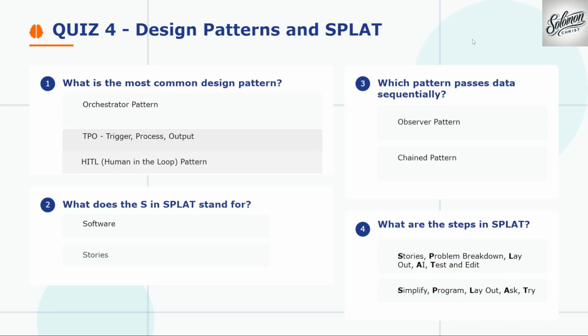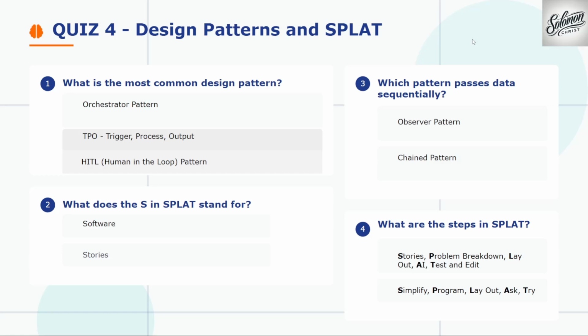All right, so it's time for another quiz. Let's go over design patterns and SPLAT. Question number 1. What is the most common design pattern that you're going to find in n8n? Is it the orchestrator pattern, the TPO pattern, or the HITL pattern? If you said TPO, trigger, process, output, you're right. Number 2, what does the S in SPLAT stand for? Is it software or stories? If you said stories, you're right.